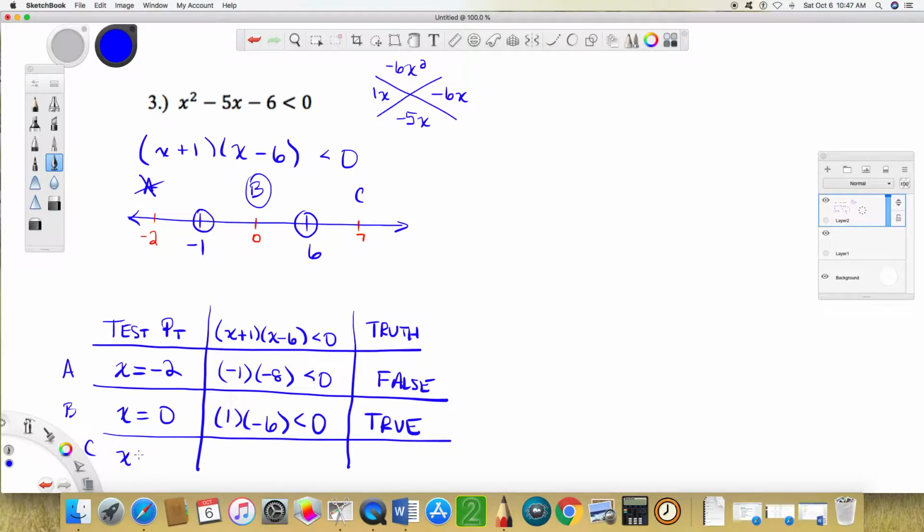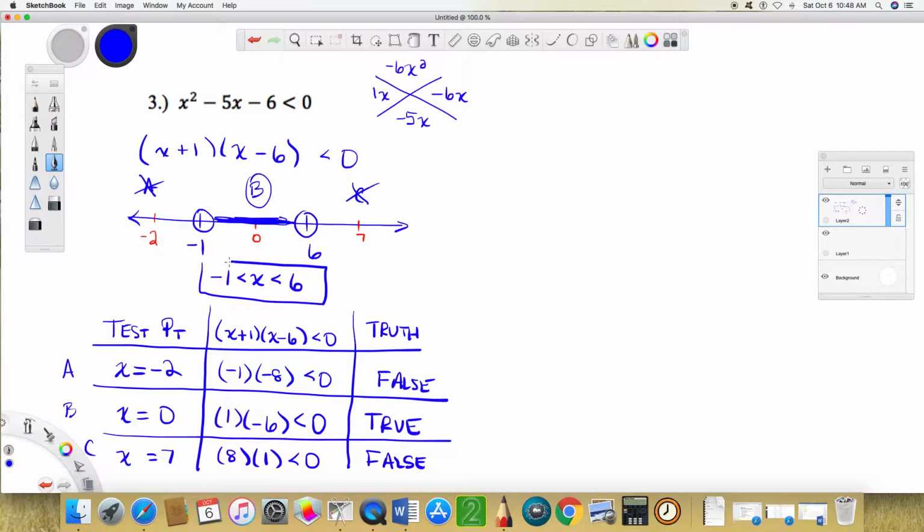And then in region C, I suggested picking 7 as a test point. 7 plus 1 is 8. 7 minus 6 is 1. This product is 8, but 8 is not less than 0. That's a false statement. So we're only going to shade in this region B. It's this interval of points that if you replace it with x and do the arithmetic, the result will be a true statement. Those values will be less than 0. So to describe that in an inequality, I'll just write negative 1 is less than x, which is strictly less than 6, and call that my final answer.